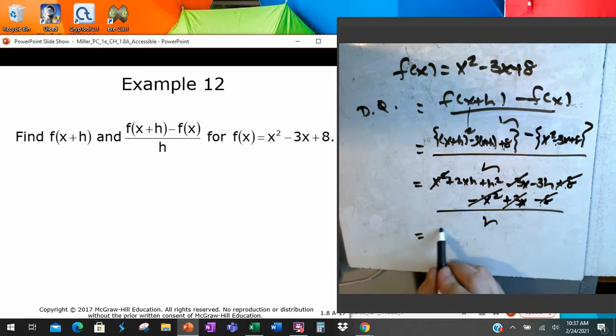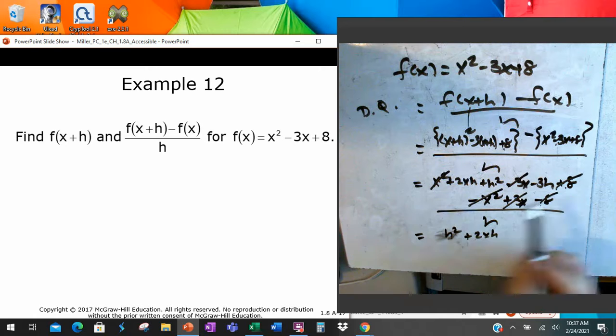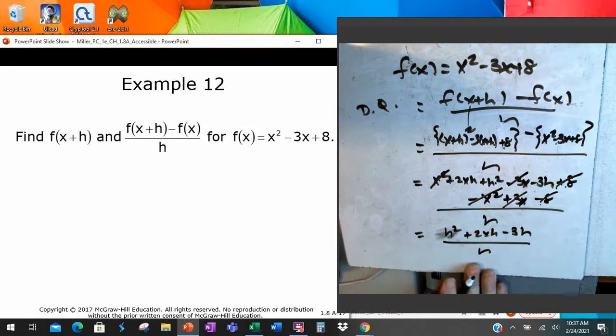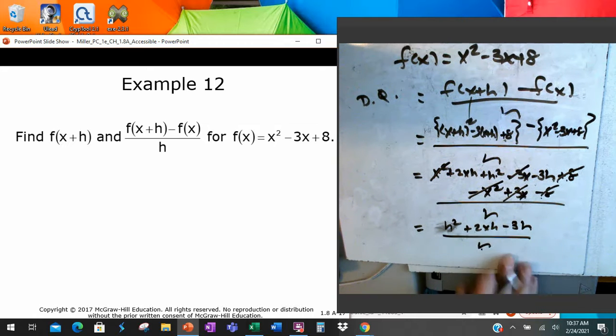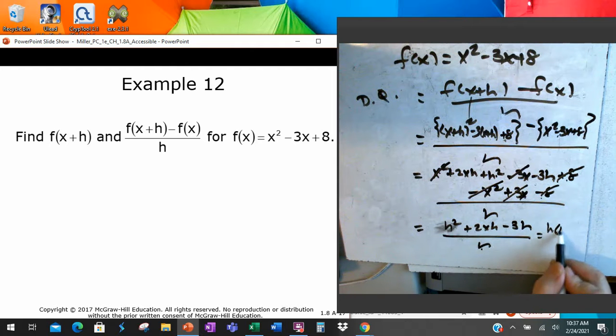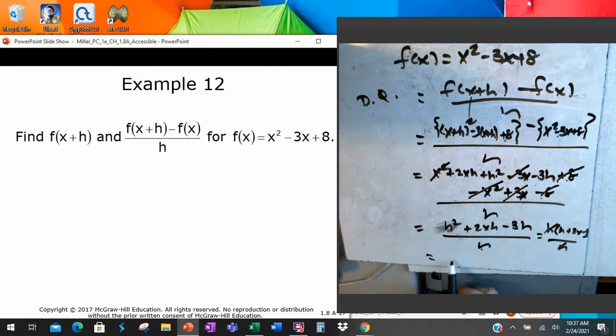And then this divides into here. So this looks like, let me write it like it's supposed to, h squared plus 2xh minus 3h. And then I divide out an h from each one of them, or factor out the h. H plus 2x minus 3. Okay. Either way, I'm going to get the h plus 2x and then divide that out minus 3.